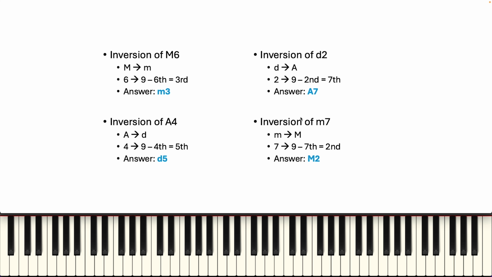And then the example of the inversion of a minor seventh, so the minor becomes major. 7 means 9 minus 7, we reach a second. And so the inversion of a minor seventh is a major second.